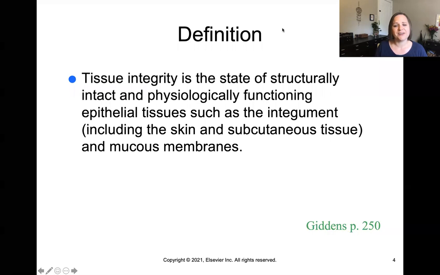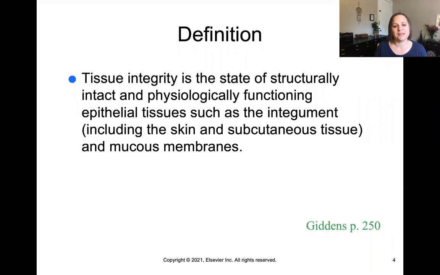So tissue integrity means our skin is unbroken. Our skin is intact and is functioning. Both the epithelial tissues, like the skin, and the subcutaneous tissue, the tissue right under the skin, as well as the mucous membranes. These are all the most outer parts of our body and are the most protective parts for protecting against things like infection.